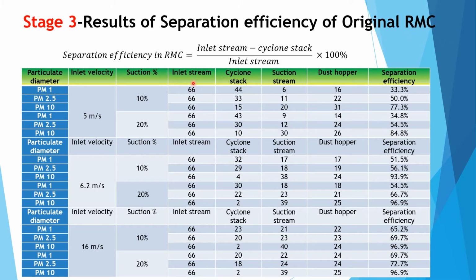The inlet stream represents the total particle trapped, while the cyclone stack represents the total particle escape, and the suction stream represents the total particle that is being extracted out, and dust hopper represents the total particle collected. This is the formula of separation efficiency. Separation efficiency in RMC equals inlet stream minus cyclone stack over inlet stream times 100%.